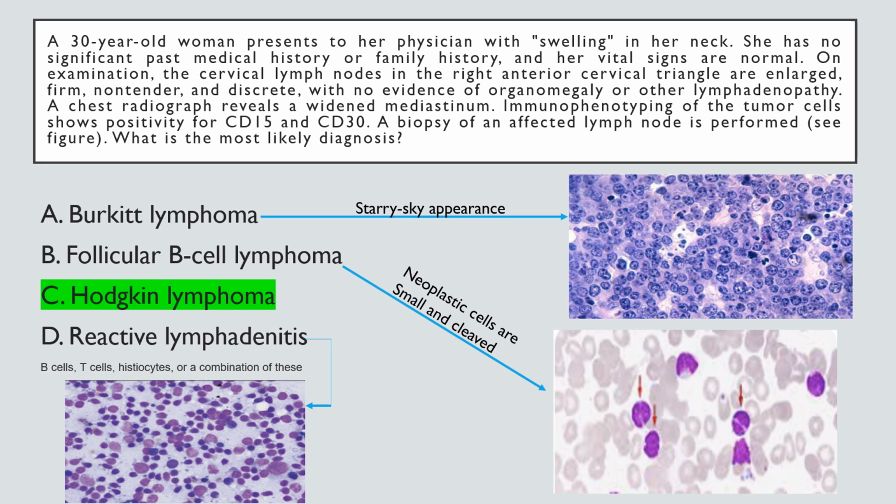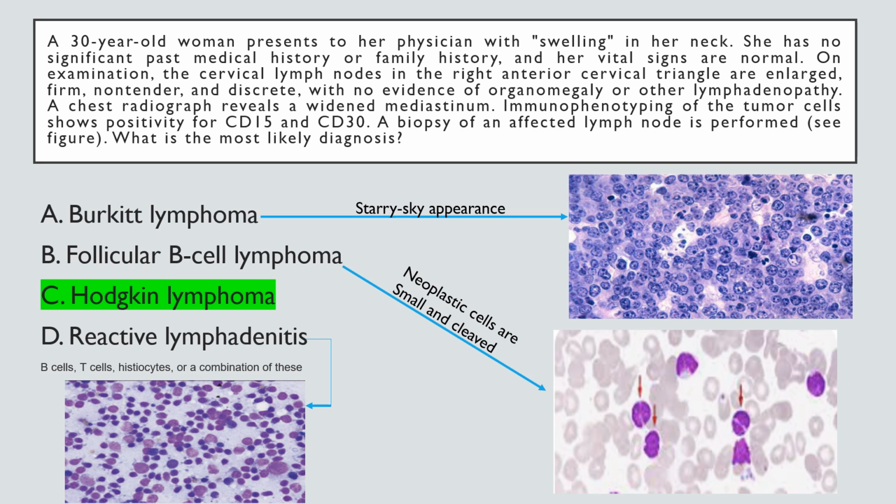Now, A, Burkitt lymphoma is incorrect because Burkitt lymphoma is a non-Hodgkin lymphoma and it's associated with Epstein-Barr virus and C-Myc translocation. It is characterized by diffuse infiltrate of small, round B lymphocytes interspersed with pale staining macrophages and apoptotic bodies, giving it a starry sky appearance as shown in the image here provided, and there are no Reed-Sternberg cells seen.